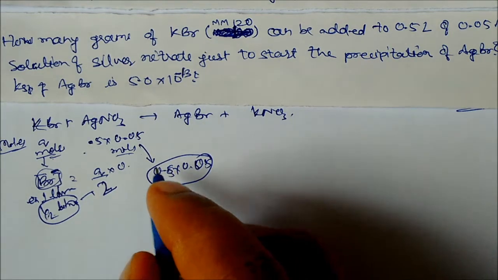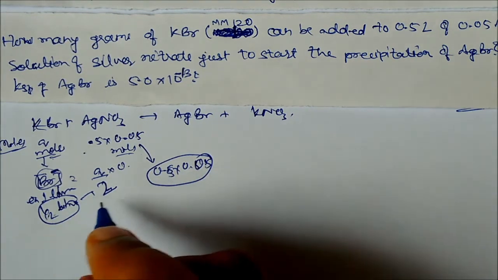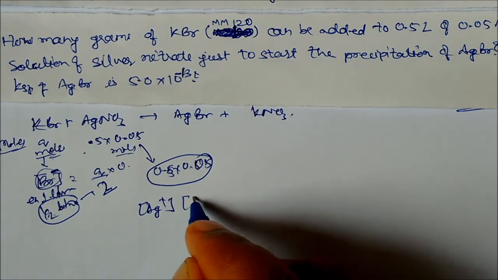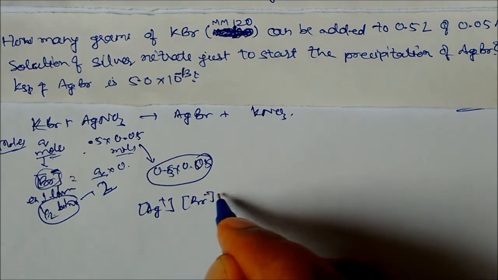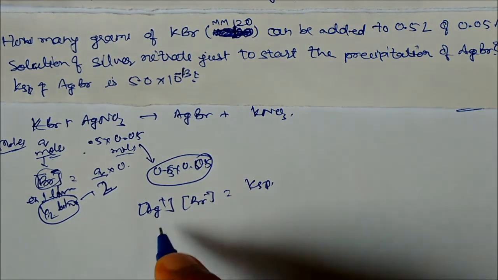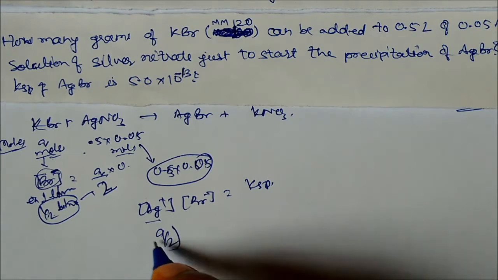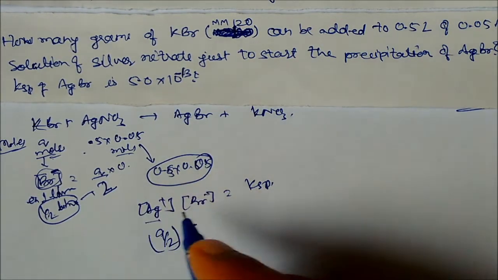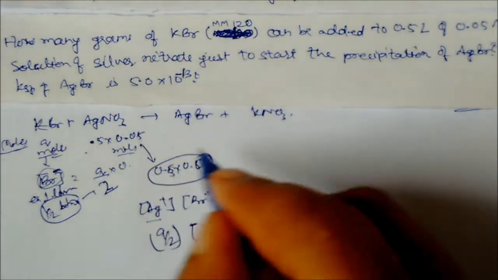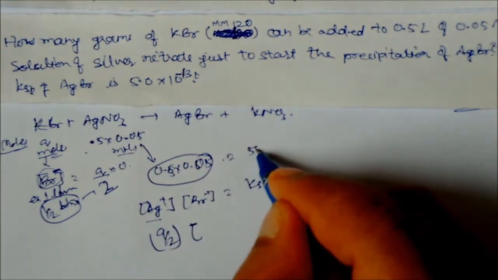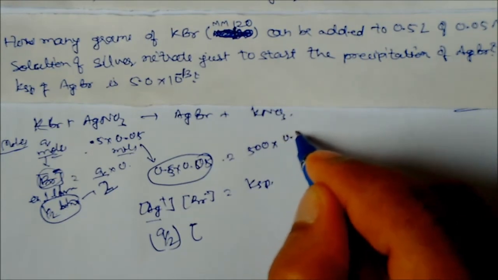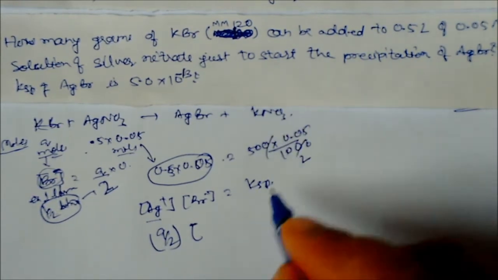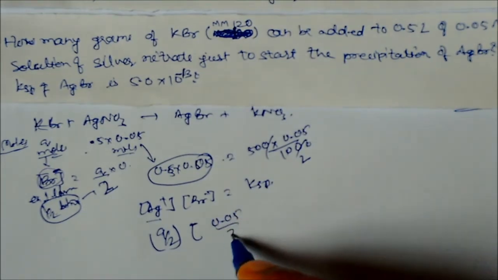So we can write here Ag plus times Br minus equals KSP. Ag in half liter is A by 2, and Br is the same. If you solve it, we can write 500 ml, 0.05 divided by 1000, this will be 2, so this is 0.05 by 2.